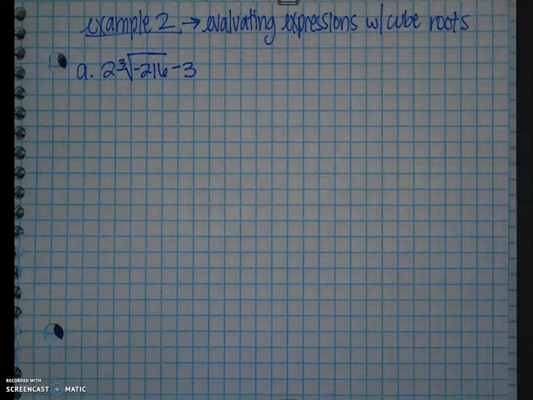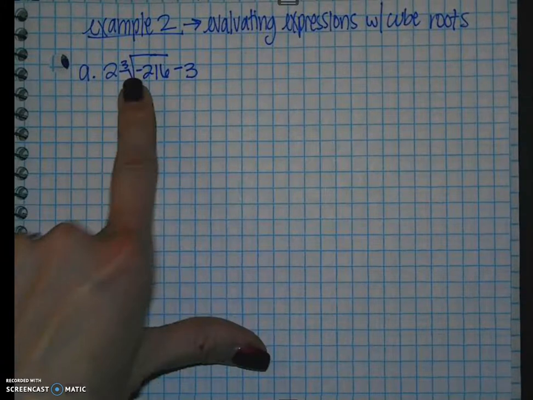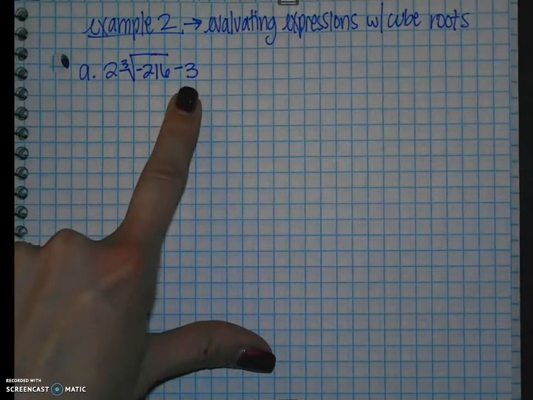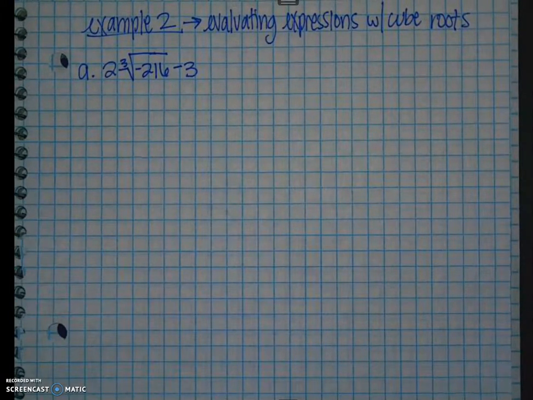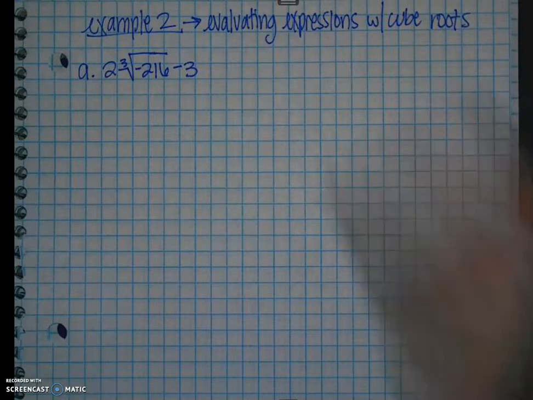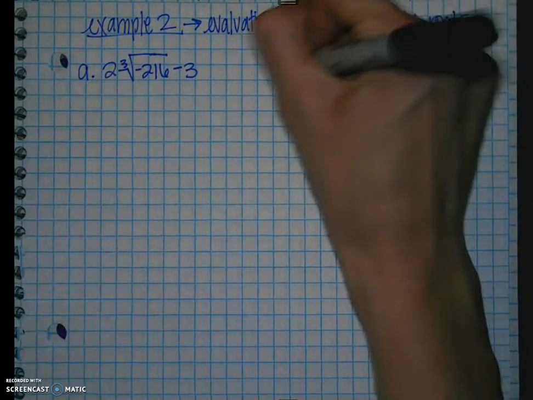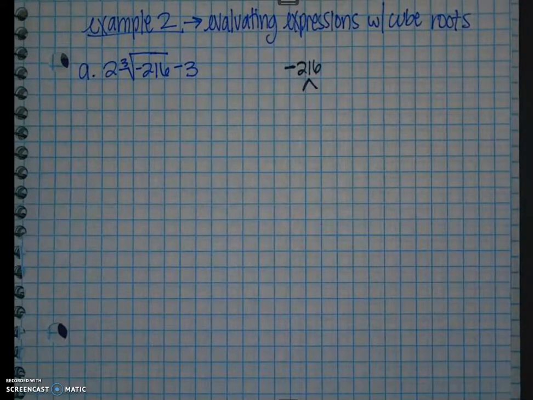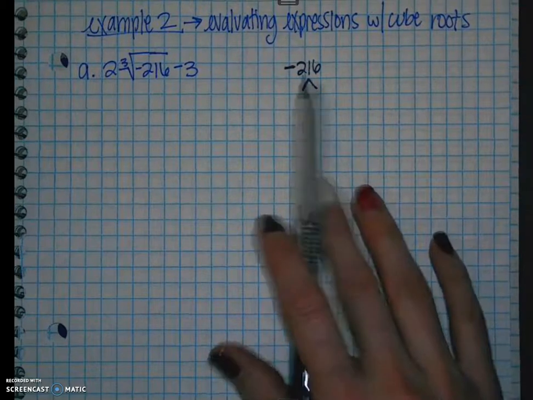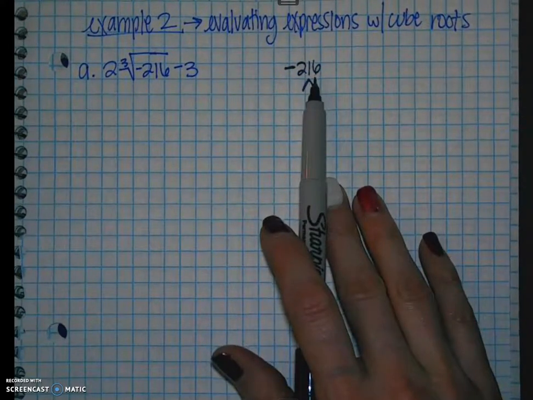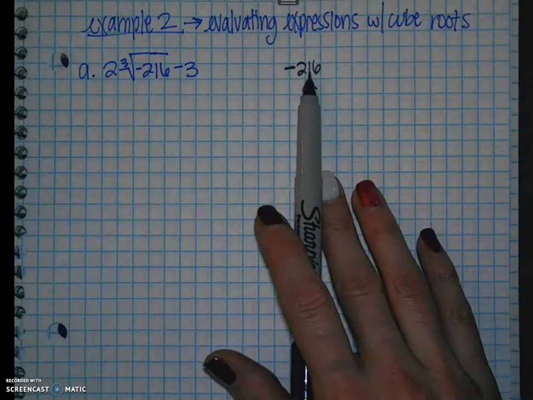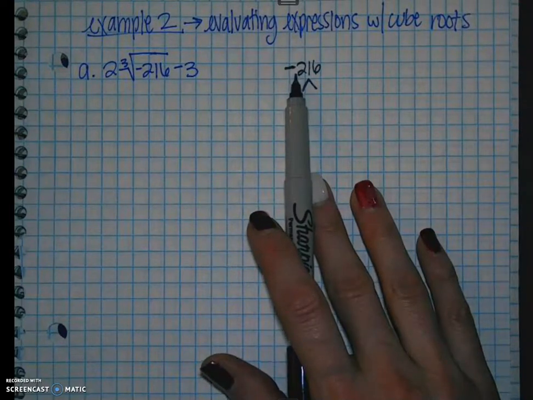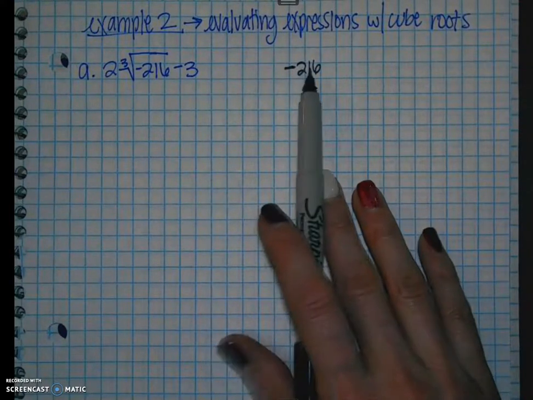Okay, so we're going to talk about evaluating expressions with cube roots. So I wrote my example, 2 times the cube root of negative 216 minus 3. So get that written down, and then we'll move on. So I'm going to write this over here, because I know I'm going to have to factor it out. So hopefully you guys know the trick by now, that if all of these numbers add up, it can be divisible by 3. So 6 plus 1 is 7, plus 2 is 9. I know that's divisible by 3, so I'm going to try that.